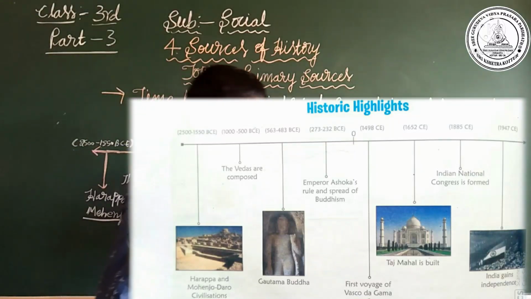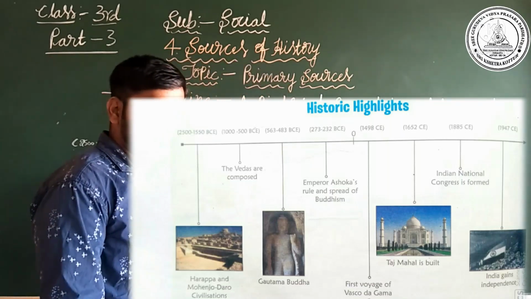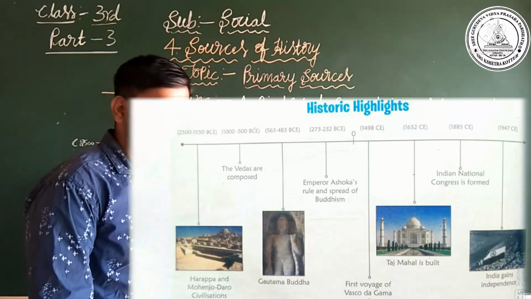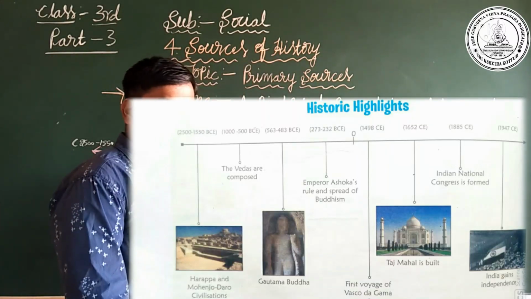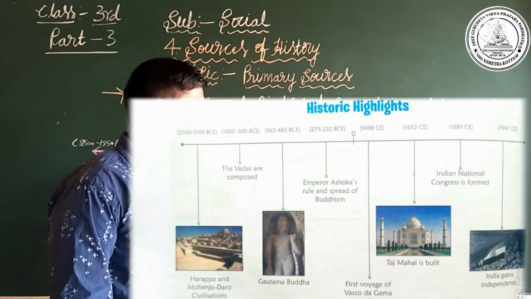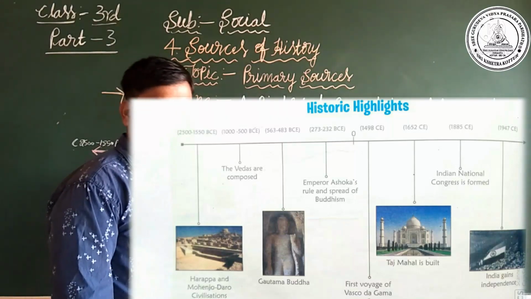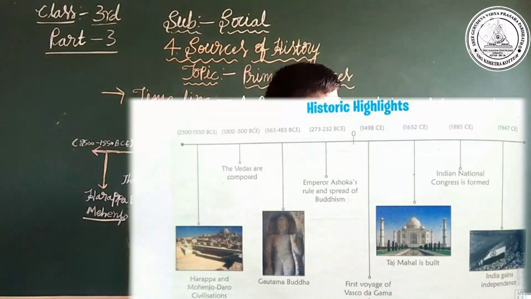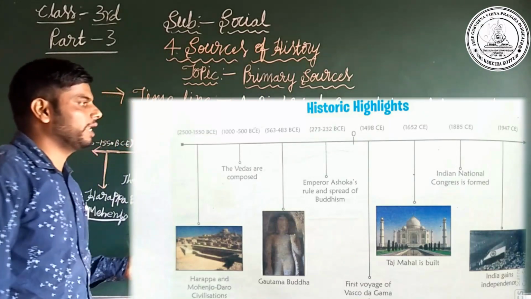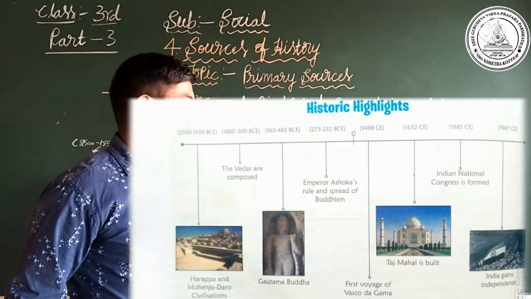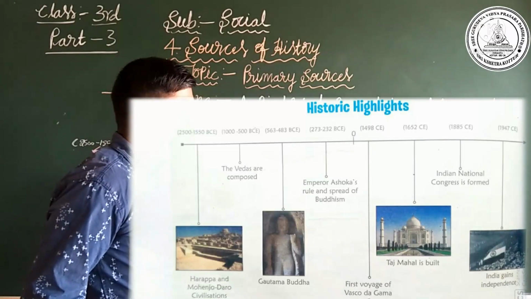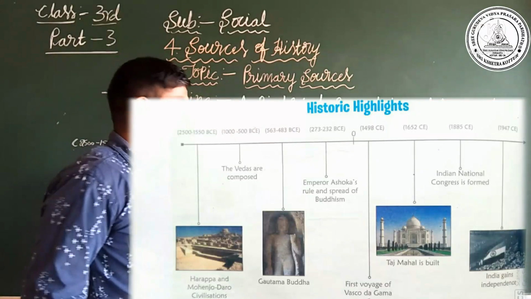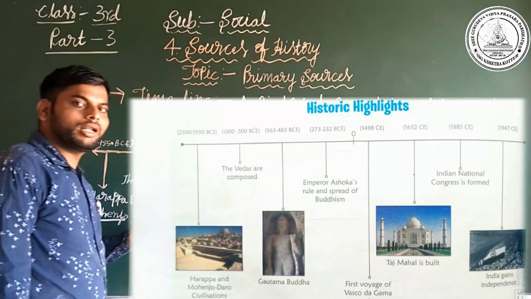Then we see here 1652 Common Era. The Taj Mahal was built by Shah Jahan, who was a Mughal emperor. Then 1885, in modern history, the Indian National Congress was formed by A.O. Hume. That is 1885 Common Era. Then the last one on the timeline is 1947 Common Era, when India gained independence. It was a historical event for our country.